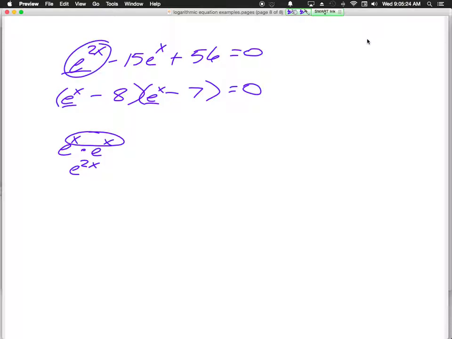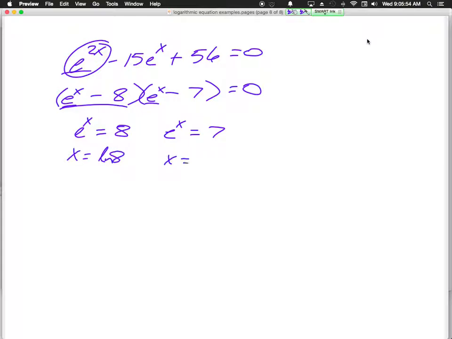Okay? So once I have it factored, then what do I do? Set them equal. So I set this equal and add it over. I get e to the x equals 8. This one gives me e to the x equals 7. Then what do I do to both of them? I'm not done yet because I haven't solved for x. I would do the natural log. Very good, Christian. So I get x equals the natural log of 8, and x equals the natural log of 7.